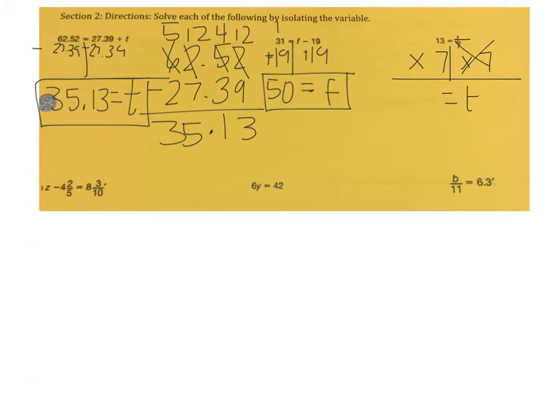And then let's multiply 13 times 7. So we know that 7 times 3 is 21. And 7 times 1 is 7. Plus 2 is 9. So 91 equals t.